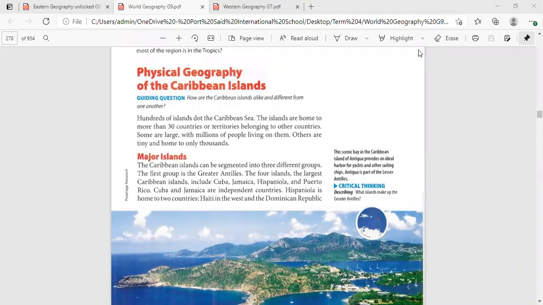Right. Now we're going to be covering the physical geography of the Caribbean islands. Then we're going to be talking about the climate zones and the resources. Okay, who's ready to read?